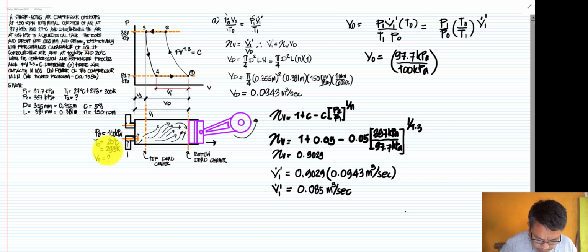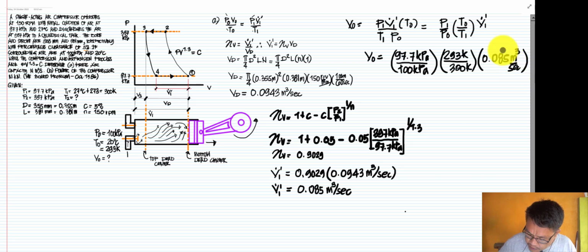Then multiply this one by the ratio of T sub 0, we have here 293 Kelvin, divided by your T sub 1, which is 300 Kelvin. Then multiply it by V1 prime, which is 0.085, with the units of cubic meter per second.